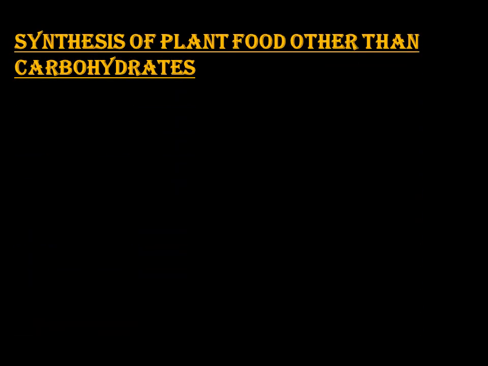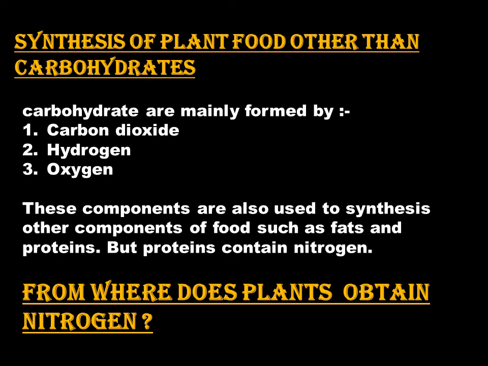Now we have synthesis of plant food other than carbohydrates. Carbohydrates are mainly formed from carbon, hydrogen and oxygen. These components are also used to synthesize other components of food such as fats and proteins, but proteins contain nitrogen too. From where do plants obtain nitrogen?